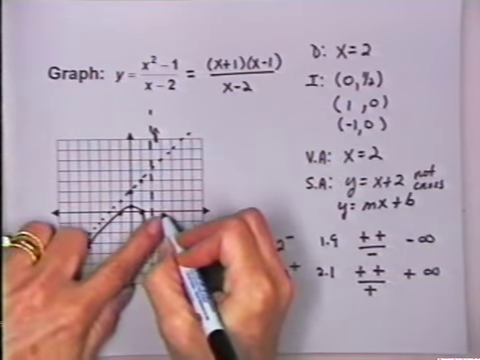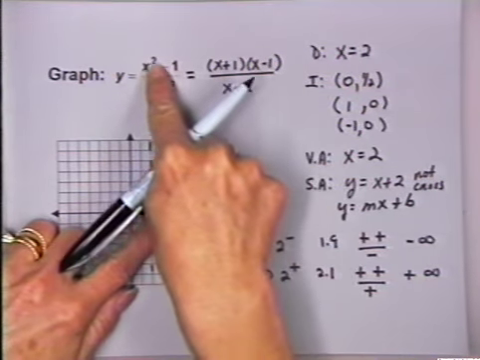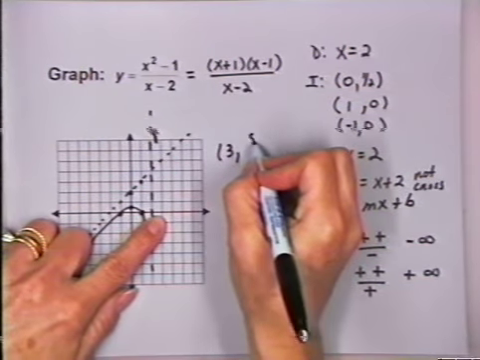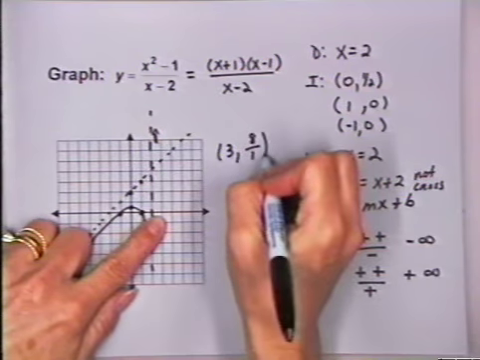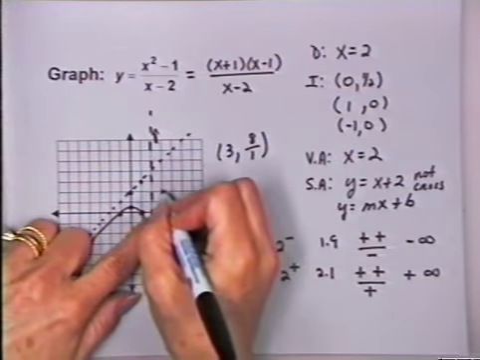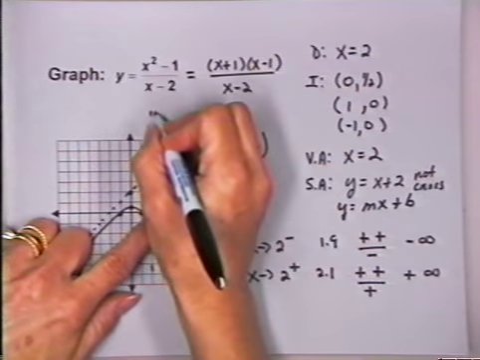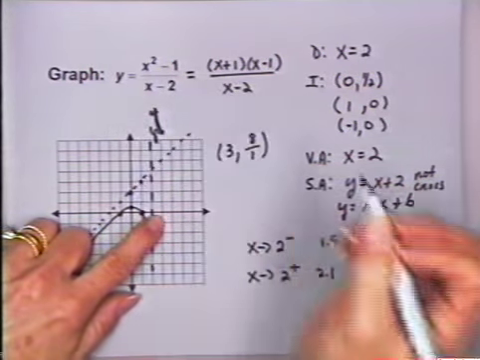Let's choose x equals 3. I think I'll put it in here. 3 squared minus 1, that's 9 minus 1 is 8. 3 minus 2 is 1. So when x is 3, I get 8. 2, 4, 6, 7, that would be about right in there. So I really need to be a little bit farther up right there.